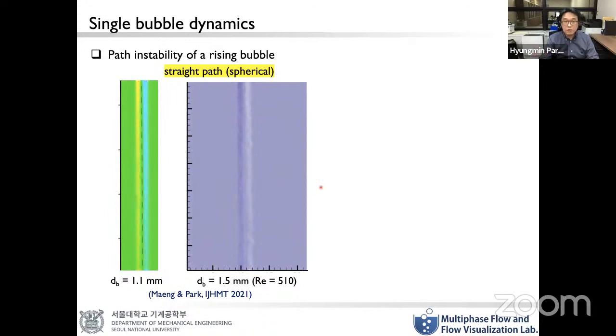So this is the single bubble. As some of you already know, when the bubble size is quite small, for example smaller than approximately 1 millimeter in diameter for the case of air and water, its shape will typically be spherical. And as you see here, the wake structure behind the rising bubble will be a standing wake. As a result, the bubble will rise following a straight path.